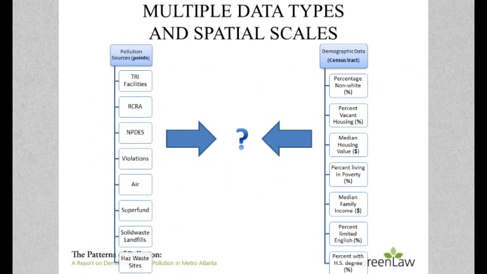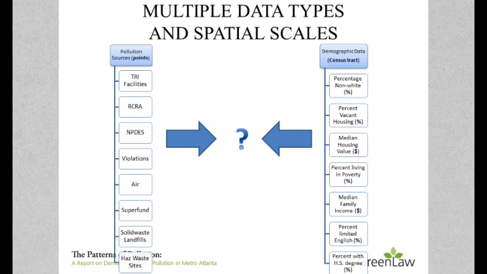In the first step of the model, we have these 2 different types of data sets. And the data sets are in multiple data types, and they're in different spatial scales. What I mean by that is if you look at the pollution points on the left, all of these 8 variables that we use, they're points. Each point represents a facility.